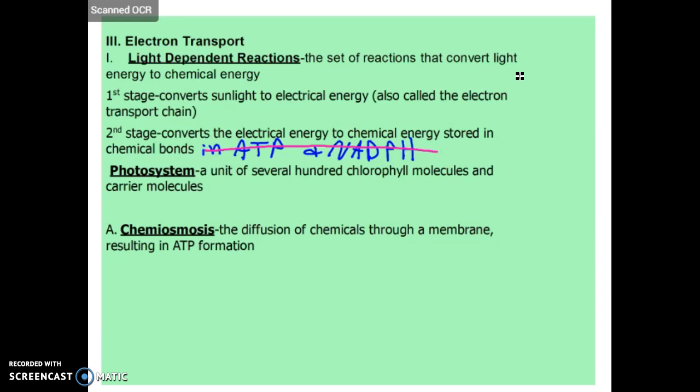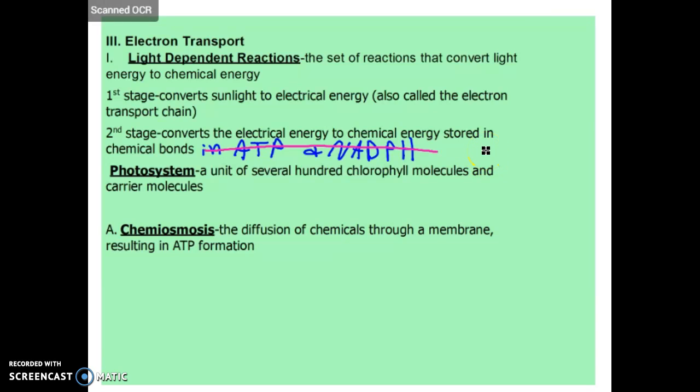And so that electron transport chain is all about carrying energy from sunlight, which excites the electrons in the chlorophyll. It energizes them, if you will, and that energy is stored in some molecules. The second part of the light-dependent reactions, so we're still talking about light-dependent reactions. The second stage converts some of that electrical energy into chemical energy that's stored in chemical bonds.